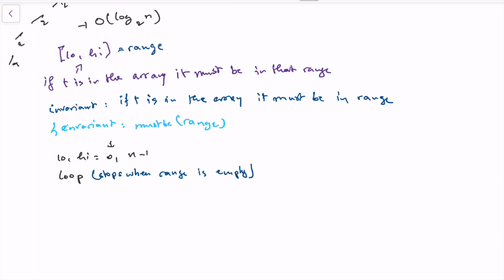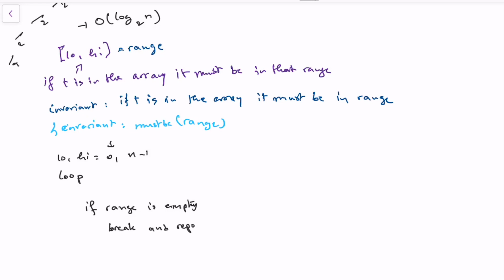And our loop content is that. Basically, instead of writing it this way, let me write it as part of the loop. So we stop if the range is empty. So here, if range is empty, break and report that target is not in the array, right?